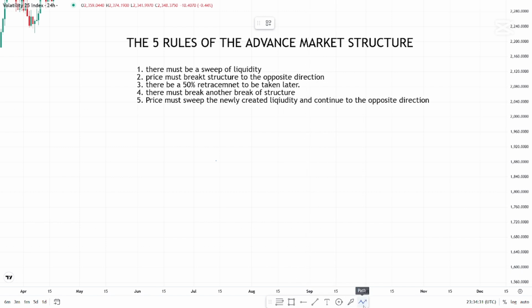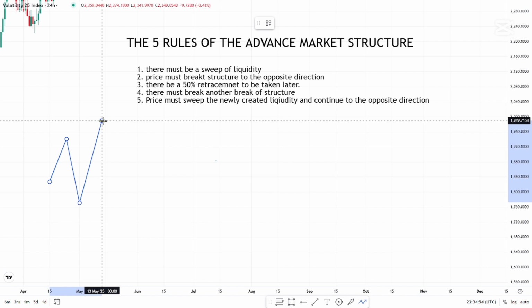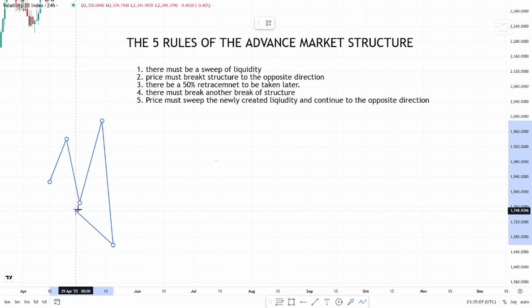Okay, so this is the diagram. So first, rule number one, there must be a sweep of liquidity. Now this is the liquidity. This higher high is the liquidity. So if I move this now, this liquidity has been swept, which is rule number one. Rule number two, price must break structure to the opposite direction, which is your first break.